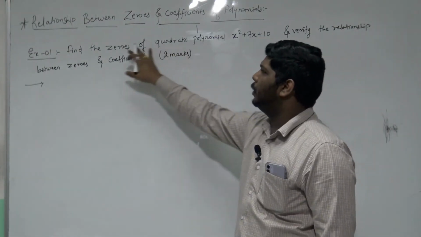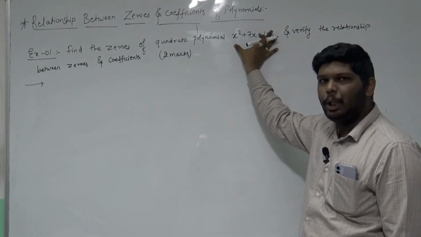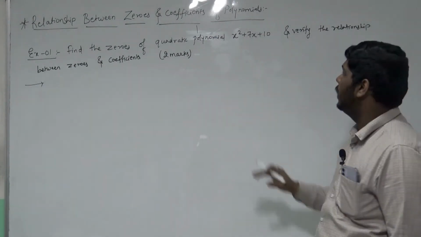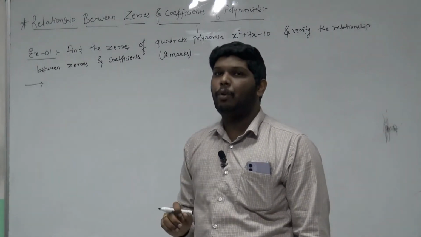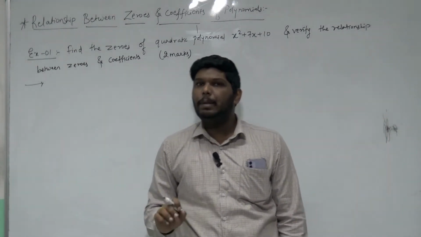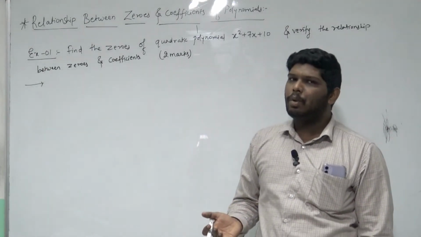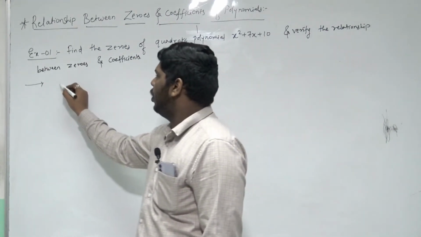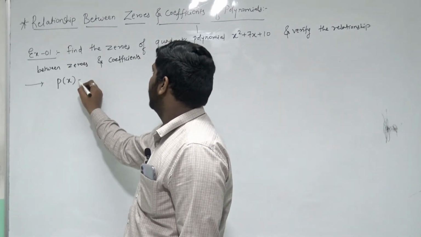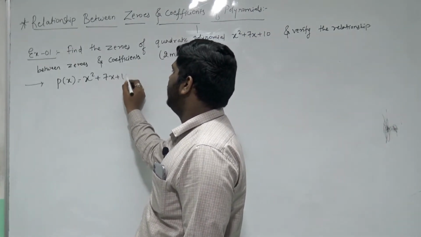First, you have to find the zeros of the quadratic polynomial. Degree is 2, so we'll get two different zeros. After that we have to verify the relationship that we have seen before. It means alpha plus beta, is it minus b by a, and alpha beta, is it c by a. Okay, so if we are getting LHS equal to RHS, we'll say the relationship is verified. So what is the given quadratic polynomial? We can say p of x is equal to x square plus 7x plus 10.